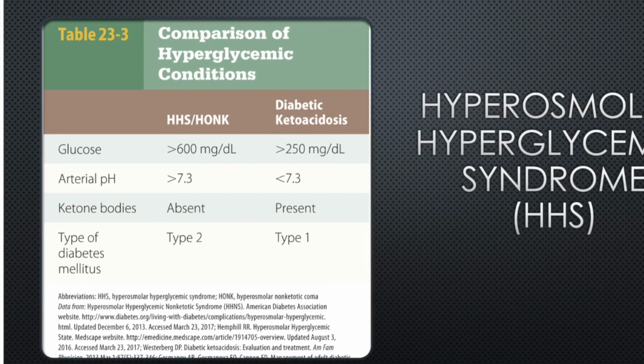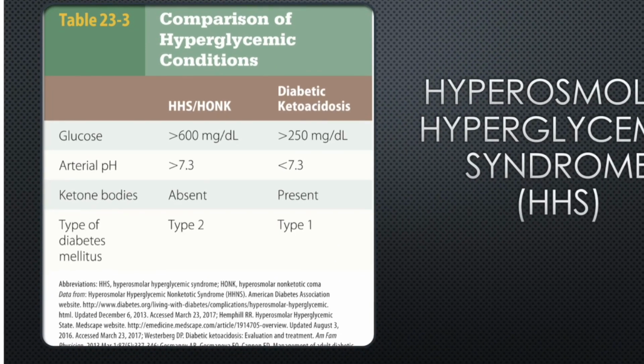So here's a quick table to look at the differences between HHS and DKA. Again, this is a very high blood glucose level, very, very high. The big change here is that one is acidosis, one is not. One is going to be more alkaline, and that's going to be the biggest change. That's because the ketone bodies are absent with HHS and present with DKA, and the excess of ketones becomes an acid. That's why it's ketoacidosis.